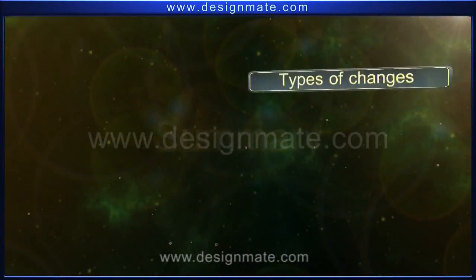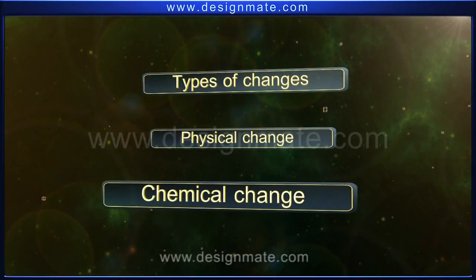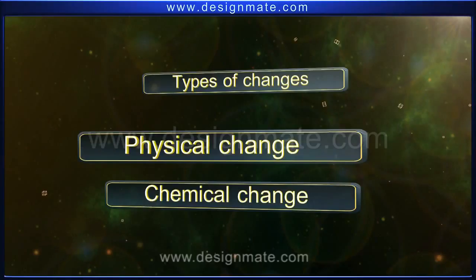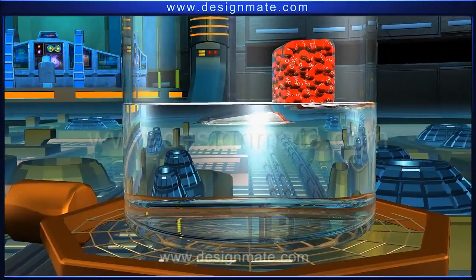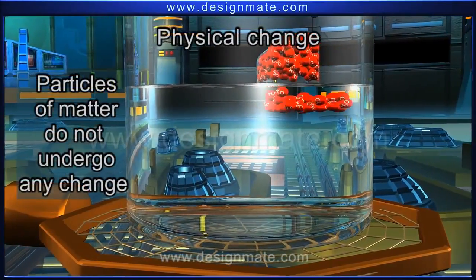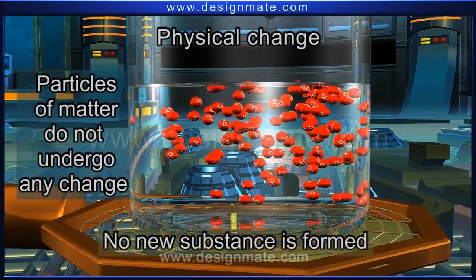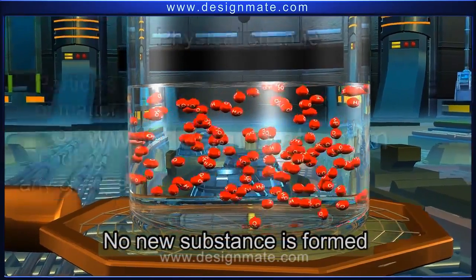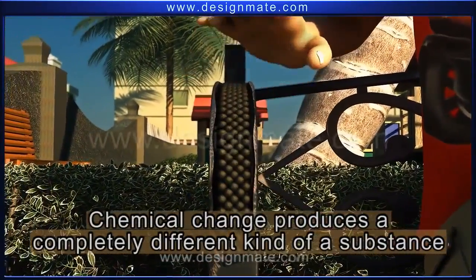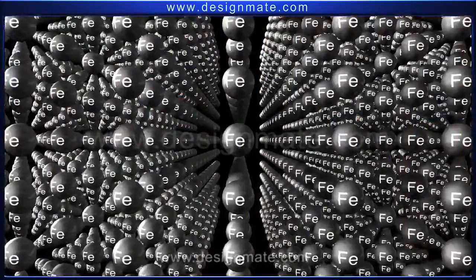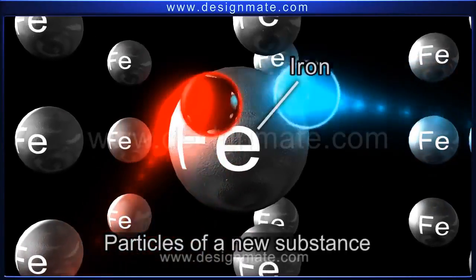To summarize, we have learned two types of changes that take place in matter around us, namely physical and chemical changes. In a physical change, the particles of matter do not undergo any change, and hence, no new substance is formed. While chemical change produces a completely different kind of substance, as the particles of one substance are changed in some way to form particles of a new substance.